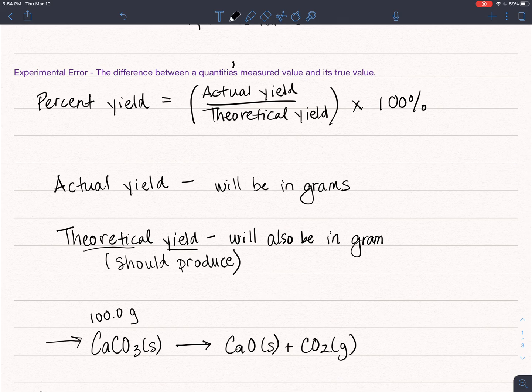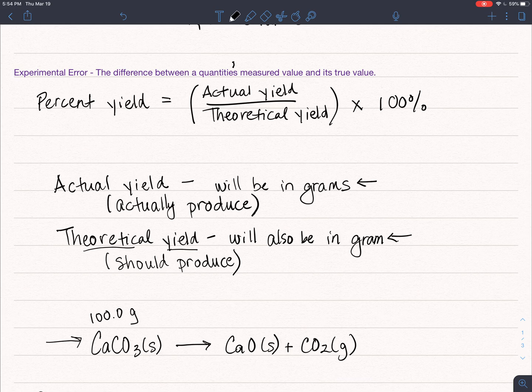So our actual yield is what we actually produce. Our theoretical yield is what we should produce if we do our experiment correctly. Now, I want you to note, as what I've written on here, both of these amounts, actual yield and theoretical yield, should always be in grams. You're not comparing moles of substances in percent yield, you're comparing grams of things. And then to figure out your percent yield, you would take your actual yield, divide it by your theoretical yield, and then multiply it by 100%, okay?